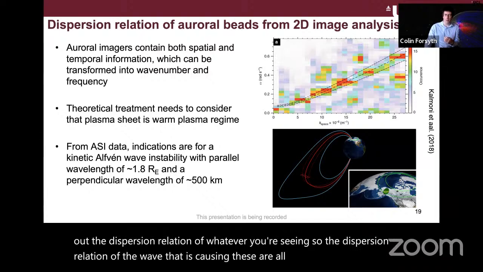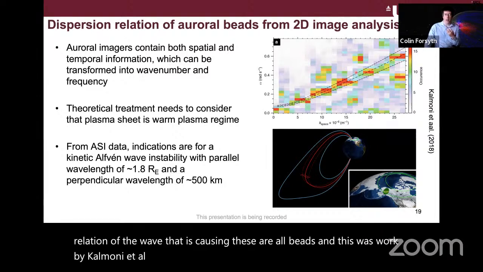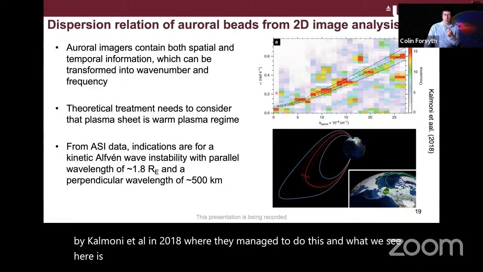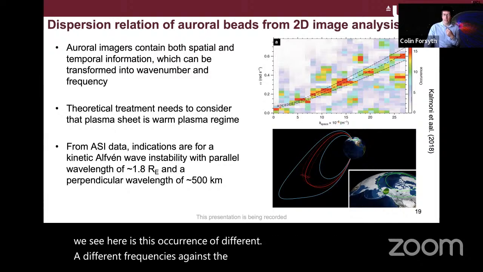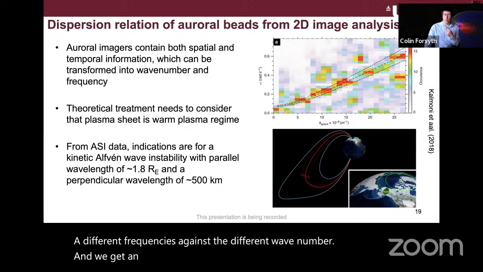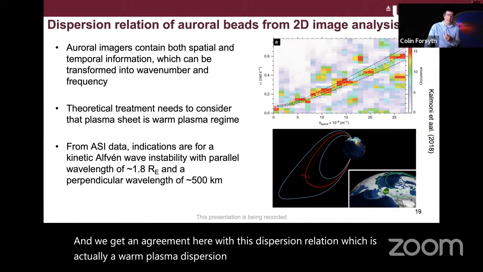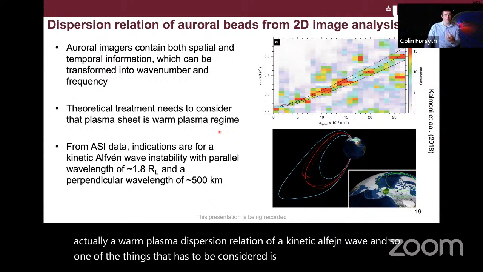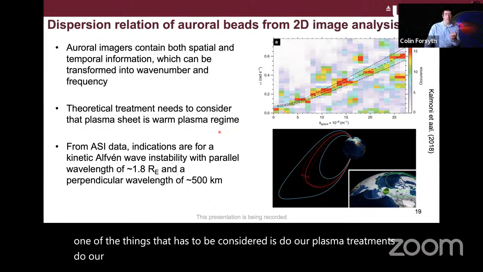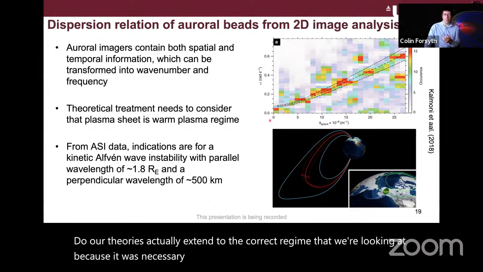And this was work by Kelvin et al. in 2018, where they managed to do this. And what we see here is this occurrence of different frequencies against the different wave number. And we get an agreement here with this dispersion relation, which is actually a warm plasma dispersion relation of a kinetic Alfvén wave. So one of the things that has to be considered is, do our plasma treatments, do our theories actually extend to the correct regime that we're looking at? Because it was necessary to go to this warm plasma extension of the theory in order to get this agreement.